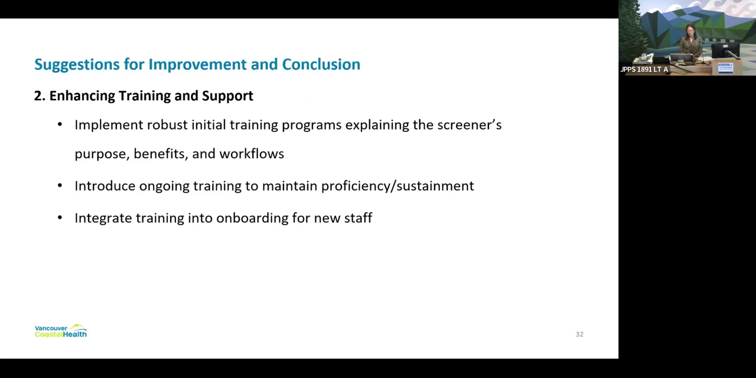So implement robust initial training programs explaining the screener's purpose, the benefits, and the workflows. And then introduce ongoing training to maintain proficiency and sustainment. And lastly, to integrate training to onboard new staff.